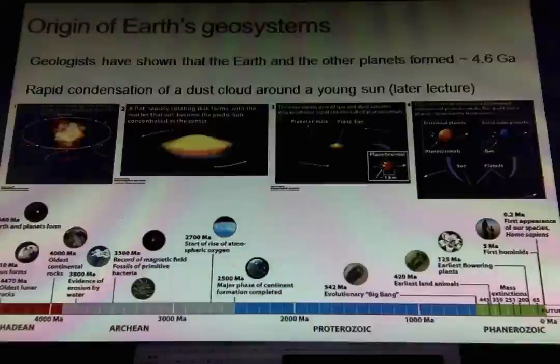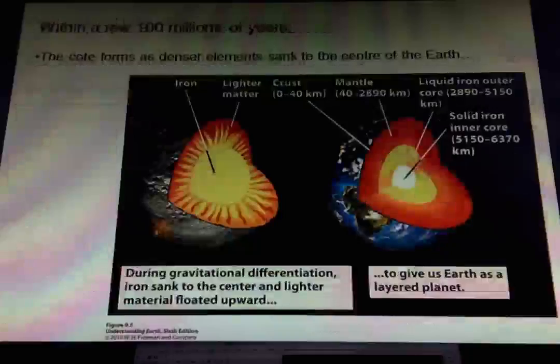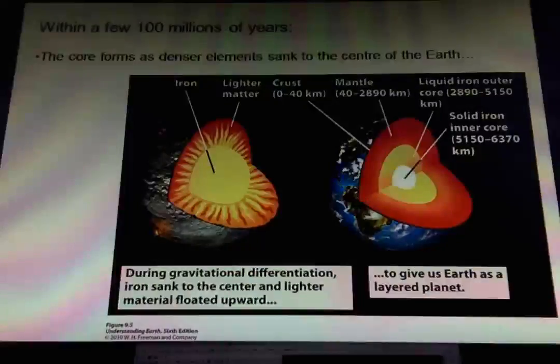The Earth and the other planets formed about 4.6 billion years ago, this intense condensation of dust evolving around the sun, eventually combining into larger and larger condensations to produce the Earth and all other planets. Within a few 100 million years, it's what we spoke about in our last class, the core had formed. The denser elements sank to the center, dominated by nickel and iron.